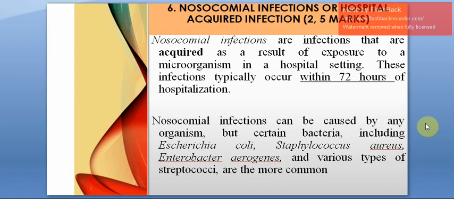Next most important one is nosocomial infection. This is usually asked for 2 marks or 5 marks. Nosocomial infection is also called hospital acquired infection. Acquired means you are getting it as a result of exposure to microorganisms in the hospital setting. Nosocomial infections we will only get because of staying in the hospital. That is, within 24 hours of hospitalization, if you get any infection, that is called nosocomial infection.